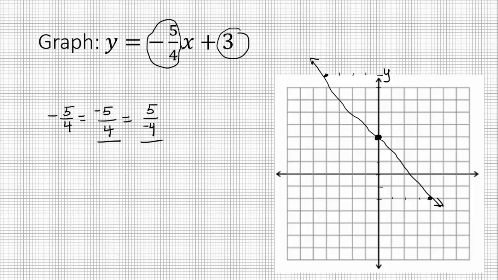So just to review, the general form looks like this. We say y equals mx plus b. M is the slope. B is the y-coordinate of the y-intercept. Once you know the equation in this form, it's really easy to graph.